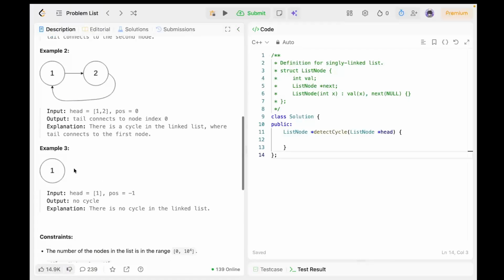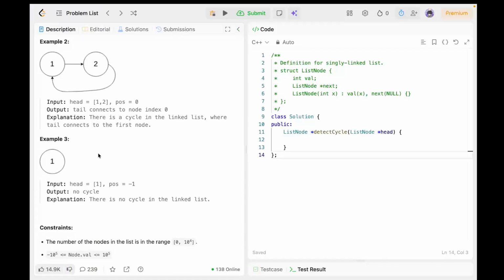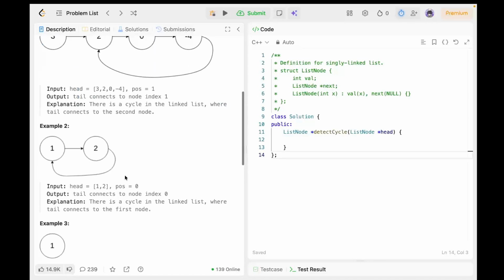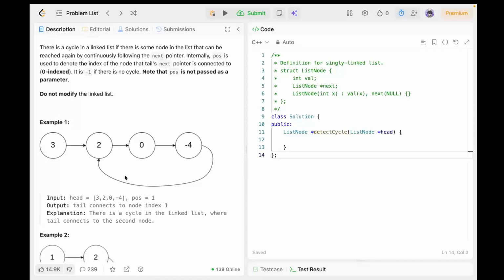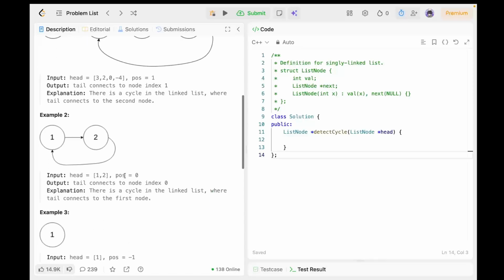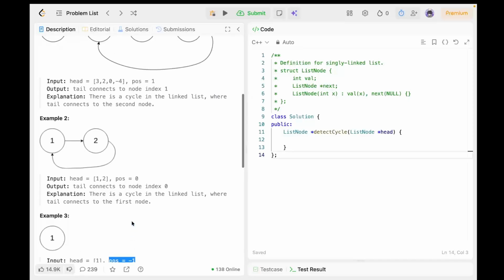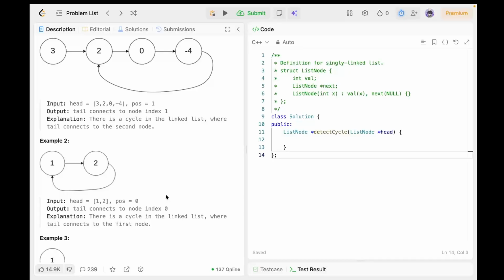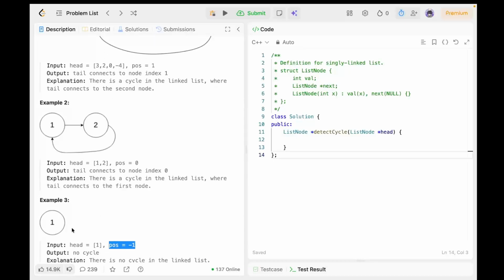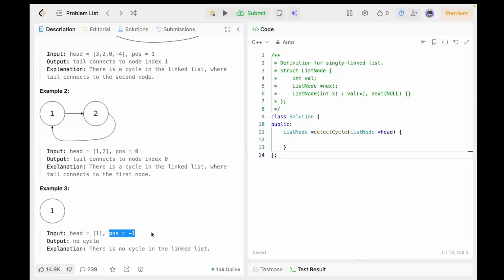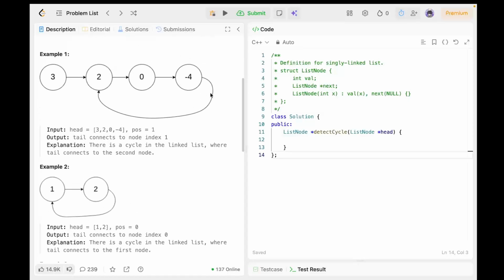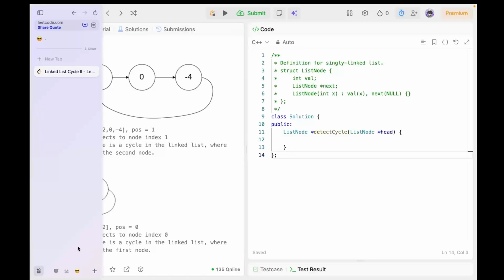In example 3, there is no cycle. If there is no cycle, you just have to return the null pointer. So how will we solve this problem? It's clear that if there is no cycle, you have to return -1 or a null pointer. So first you have to detect the cycle, right? If there is no cycle present in the linked list, in that case, you just return -1. If there is a cycle present, then you have to find the starting point. So how do we solve this problem? Let's see.